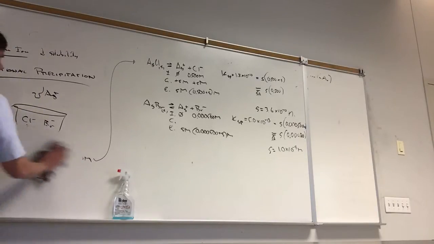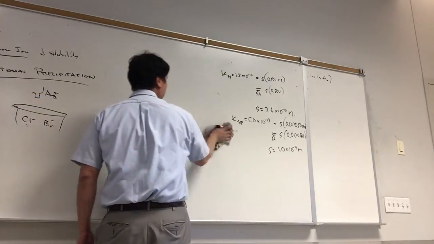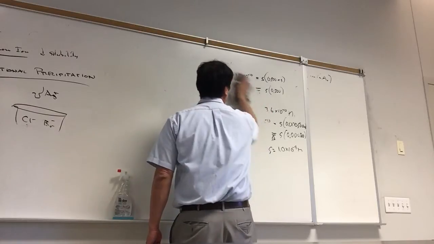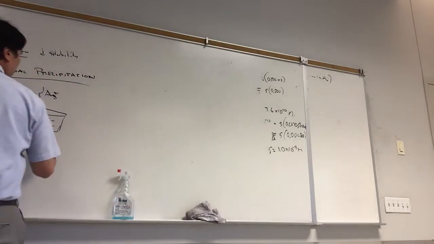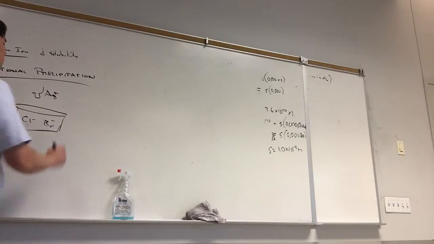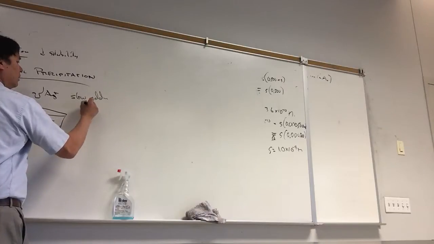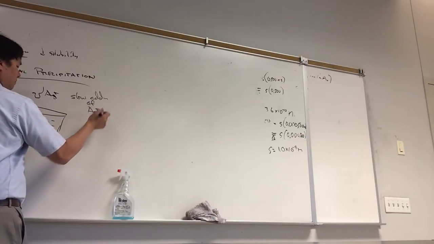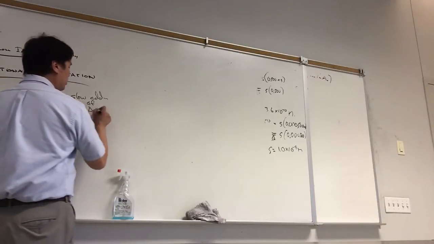What a fractional precipitation is, we're going to try to separate the ions. So I have chloride and bromide ion in here. And what I want to do is add the silver and precipitate one, but leave the other in solution. So what I'll do is a slow addition of silver ion. And the first question that comes up is which precipitates first?